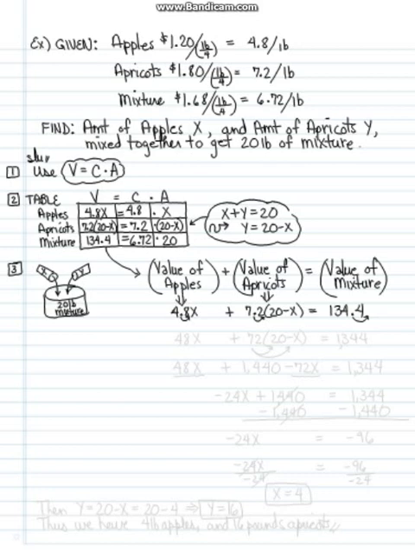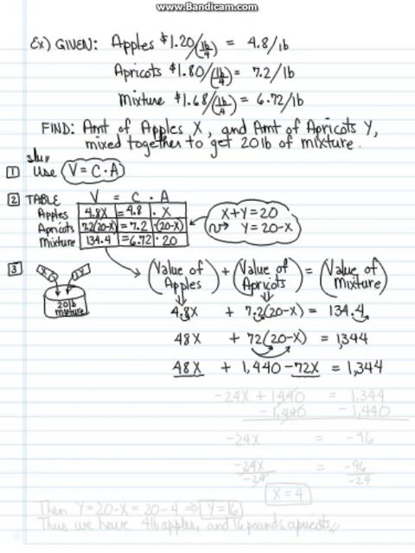Okay, let's get rid of the decimals by moving them all one place to the right. That's the same as multiplying both sides of the equation by 10. We get 48 times X plus 72 times (20 minus X) equals 1,344. Let's distribute multiplication by 72 to get rid of the parentheses. We get 48x plus 1440 minus 72x equals 1344.